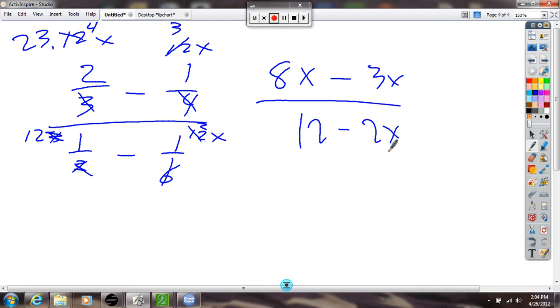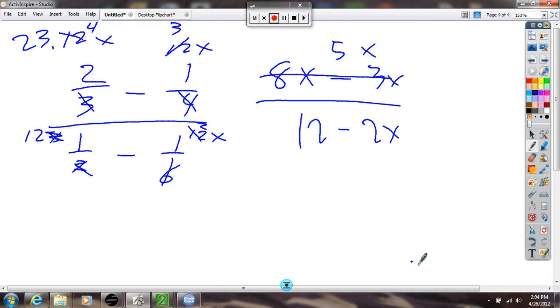Is there anything that I can do that simplifies this? I don't want to factor. Oh no, you can't do anything else. What's 8x minus 3x? Aren't they like terms? I put them together. So this becomes 5x. Can't do anything else.